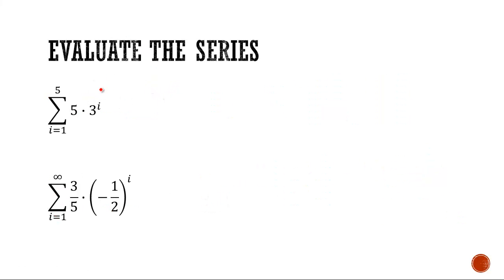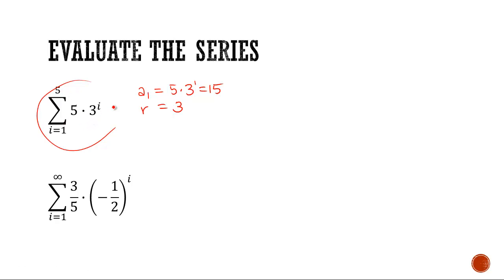So let's take a look at this next example. Evaluate the series. The series could be written like this. Remember, this means that it starts with a 1. So our A1 term is 5 times 3 to the 1, which is 15. And our rate, every time we move from that term, we're multiplying by 3 now. So the next term will be 45, and so on. We'll multiply by 3, and we'll take the first 5 terms and add them.